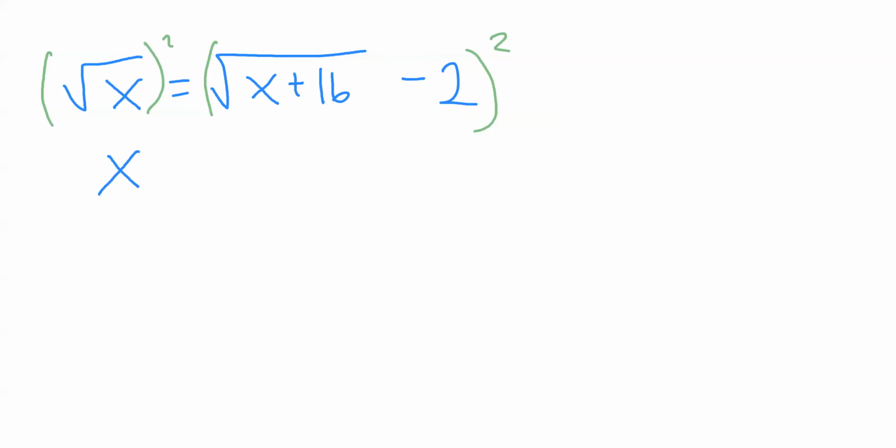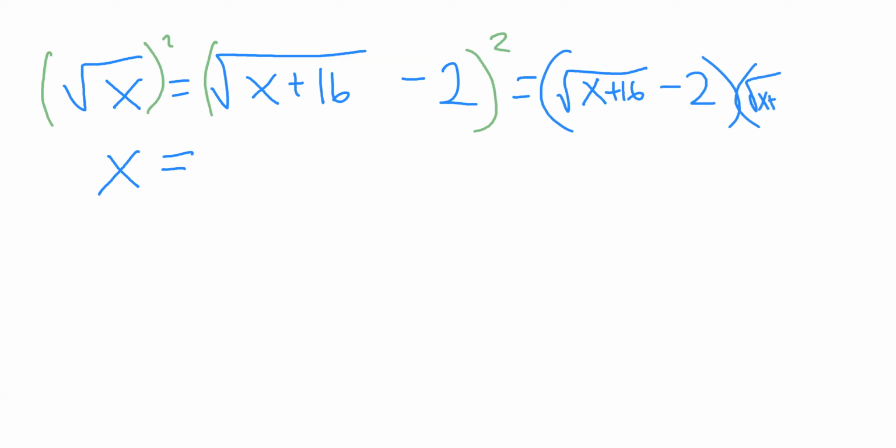But on the right-hand side, we are going to end up with, let me show you what this looks like over here. We have the square root of x plus 16, minus 2, times the square root of x plus 16, minus 2. And we have to multiply this all out. So our square root of x plus 16 times our square root of x plus 16, since they're both square rooted, basically squares it. We get an x plus 16.